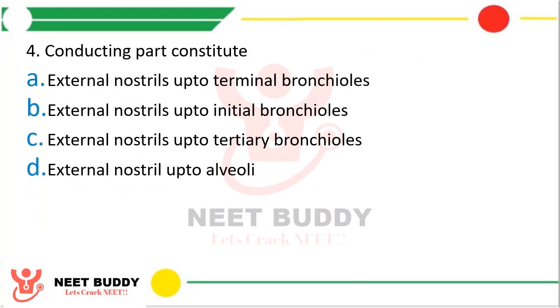Question 4. The conducting part constitutes external nostril up to terminal bronchioles, external nostrils up to initial bronchioles, external nostrils up to tertiary bronchioles, or external nostrils up to alveoli. The correct answer is option A, that is, the conducting part constitutes from external nostril up to terminal bronchioles.